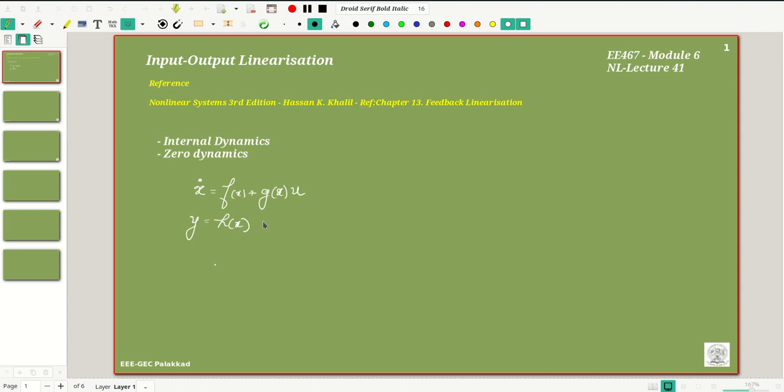So what did we do for that? So we try to find out the relative degree of the system. We found the relative degree. Let me call it rho. The case where rho is equal to n, we studied. So what happens, how to linearize the whole system when the relative degree is equal to n. So that was what we saw.